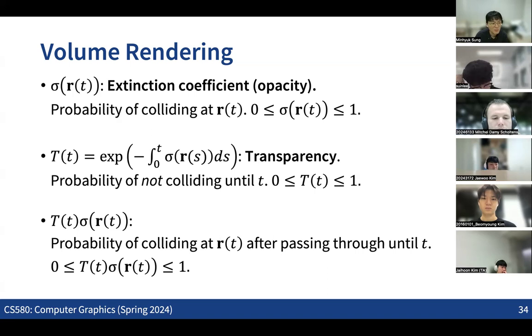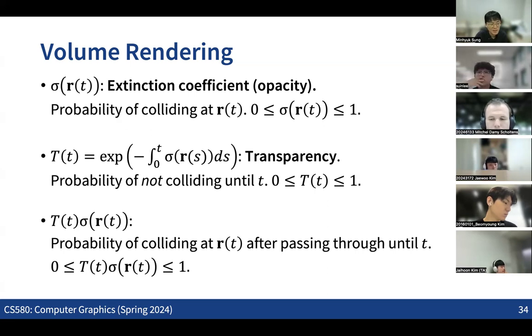So when you multiply the transparency and the opacity, that means how likely the ray will fly to that point without making any collision and then stop at that point by making a collision at the point.